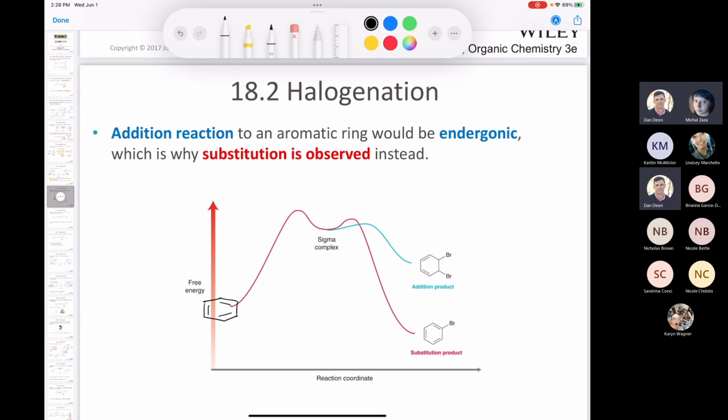Well, you can see that it's an uphill climb going through the sigma complex and making the addition product. Here our delta G would be positive, and so that would be a non-spontaneous process, whereas if we do the substitution, our delta G is negative, and so this is going to be a spontaneous process. And that explains why substitution is observed. It's exergonic, it's spontaneous, the delta G is negative, however you want to frame it. And addition would be an endergonic process. It would be a disfavored process.